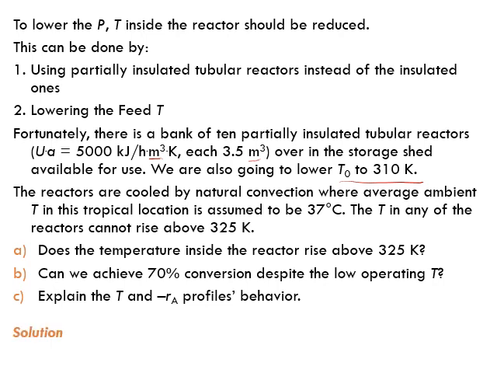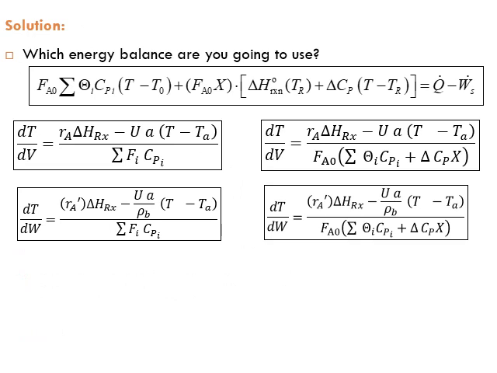Okay, solution. Whatever steps we followed in example 8.3, we're going to follow here, except for the energy balance. That is because the reactor is no longer operated adiabatically. So which energy balance are we going to use? Remember, the reason that we needed the energy balance was to get an equation for T, because T was a variable, so we needed an equation for T. So we used the energy balance.